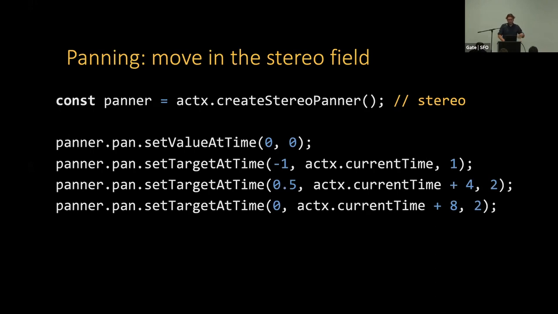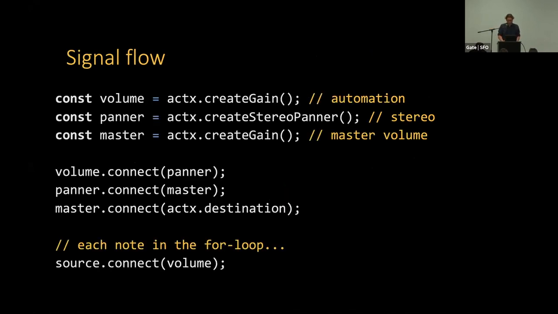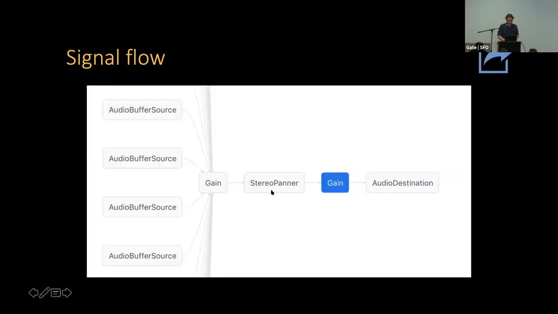For panning, we start at the beginning on one side, then we move to the other, and then we settle in between. That's what I try to do. Our signal flow goes like this: we have all the sources, they go to the automated volume, then the panner, and then the destination. Another gain is just there because when you combine 30 sounds, they get a little bit louder, so we have to turn them down a little. Let's see how that works.